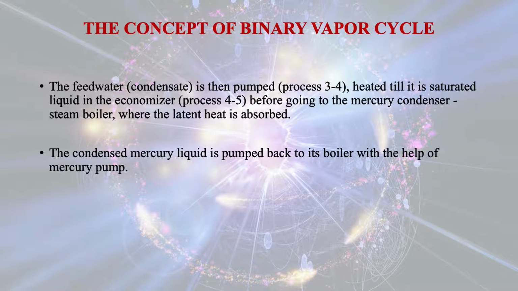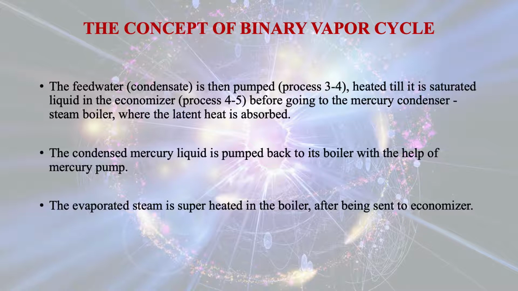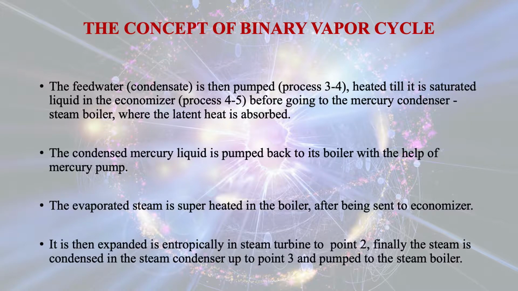The condensed mercury liquid is pumped back to its boiler with the help of the mercury pump. The evaporated steam is superheated in the boiler after being sent to the economizer. It is then expanded isentropically in the steam turbine from state 1 to state 2. Finally, the steam is condensed in the steam condenser up to 0.3 and pumped to the steam boiler.